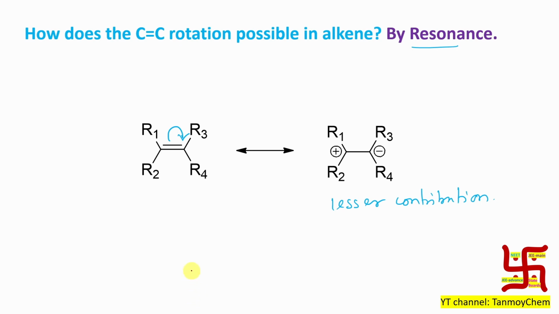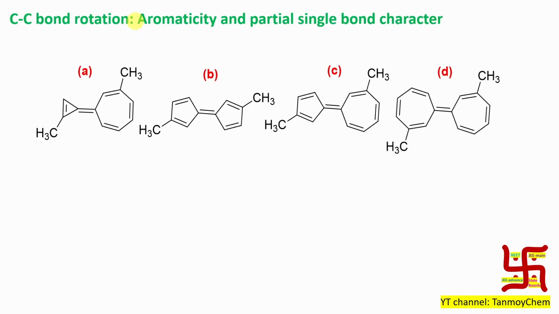But how can I increase the contribution of this charge separated form? Obviously by stabilizing these two charges. So if these two charges are stabilized, then this canonical form has more contribution, and in that case the C=C rotation possibility will increase. So this is actually the fundamental concept behind this problem. Now let's go back to our main problem.